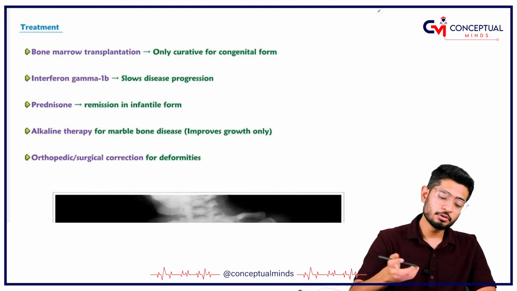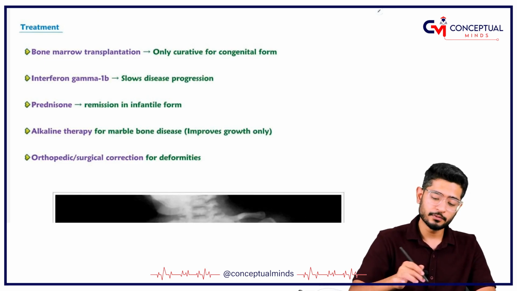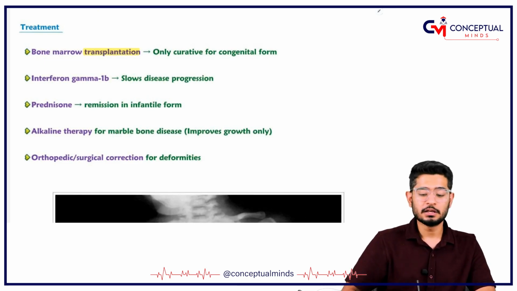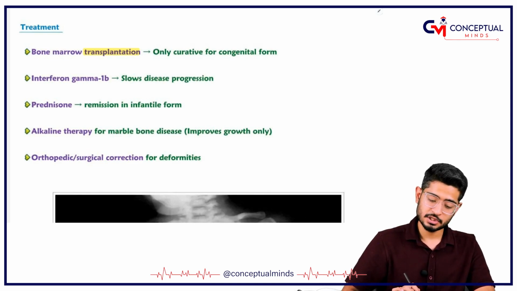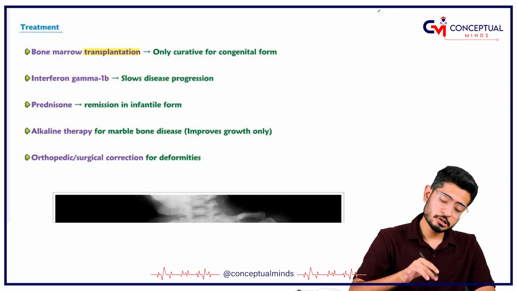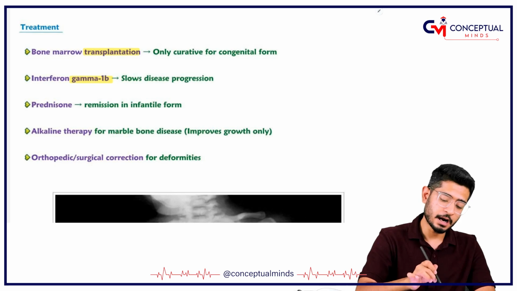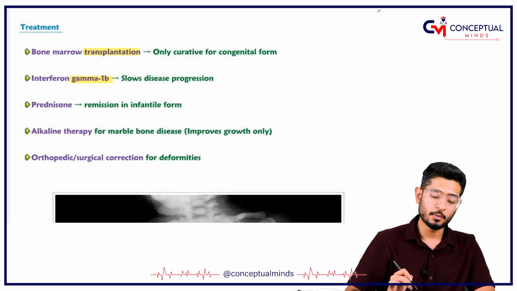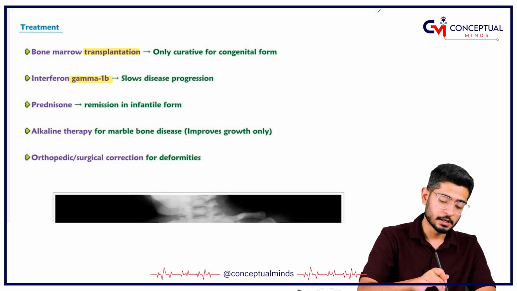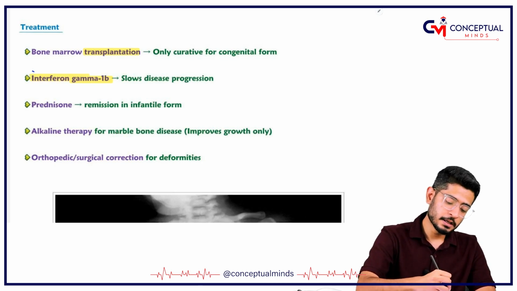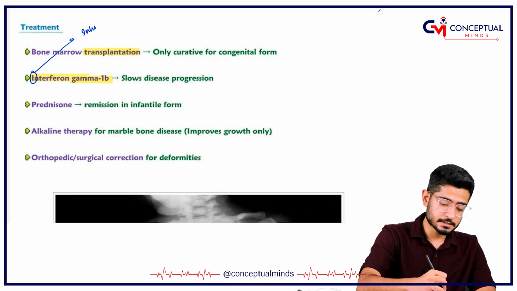Okay, so what to give as a treatment? So we have to give transplantation, which is actually the curative treatment. Bone marrow transplantation has to be given. Then in order to slow down the disease progression, we give interferon gamma 1b. So how to remember? Interferon gamma, I for inhibits the disease progression. Inhibits what? Inhibits the disease progression.